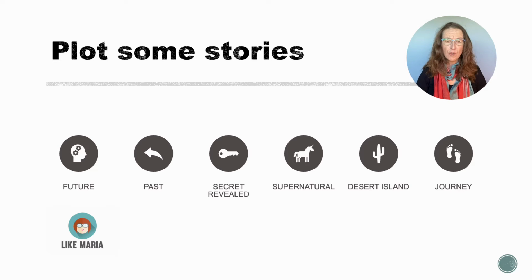If you're given the opportunity, what year would you set it in? Think about a secret might be revealed, or something a bit supernatural. What type of ghosts or vampires would you want to write about? Think about the desert island, someone being removed from their usual way of life and stranded somewhere that they're not certain about, or perhaps going on a journey.